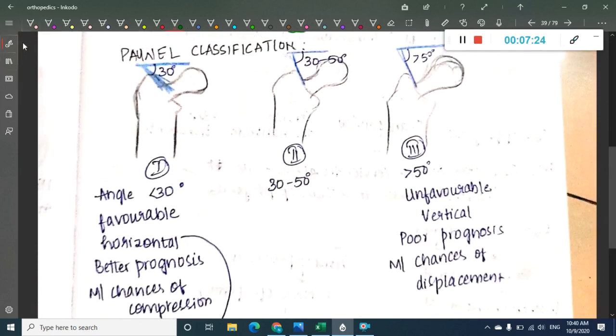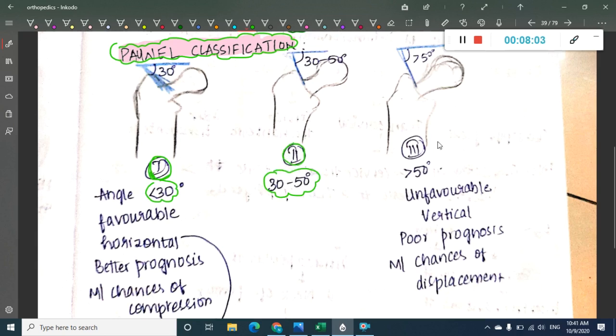The second type of classification which we have here is called Pauwels' classification. So what does this Pauwels' classification indicate? Pauwels' classification is again of 3 types and it depends upon the angle of the fracture line with the horizontal line. Okay, if the angle with the horizontal line is less than 30 degrees, then that is grade 1. If it is from 30 to 50 degrees, then we call it grade 2. If it is more than 50 degrees, then we call it grade 3. Okay, so this is very important.